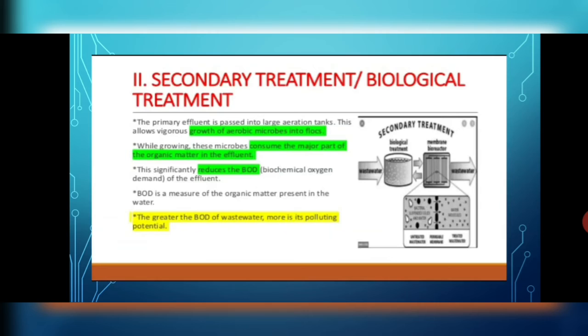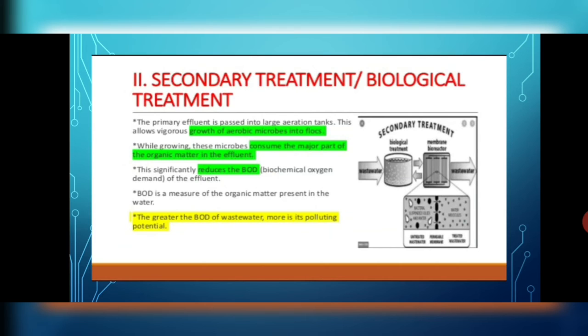Fine. So the effluent is very important. Effluent enters the secondary treatment or the biological treatment. The primary effluent is passed into large aeration tanks which have continuous oxygen supply. This allows vigorous growth of aerobic microbes along with the fungi, which form flocs, so that the surface area for respiration increases. While growing, they consume most of the organic matter and thus reduce the biological oxygen demand.